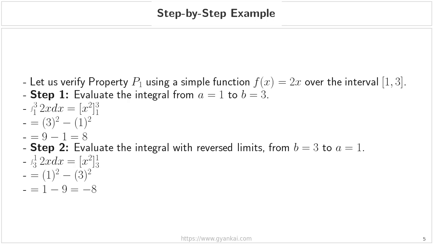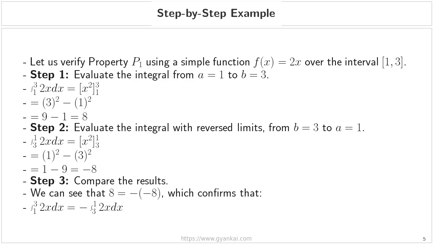Step 2, now let's reverse the limits of integration. We're going to calculate the integral from 3 to 1 of 2x dx. Again, the antiderivative of 2x is x squared. So we have x squared, evaluated from 3 to 1. This time, we calculate the value of x squared at 1 and then subtract the value of x squared at 3. 1 squared is 1 and 3 squared is 9. So 1 minus 9 equals negative 8.